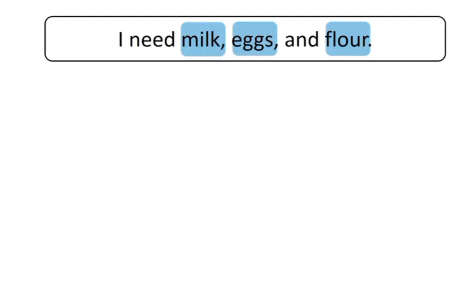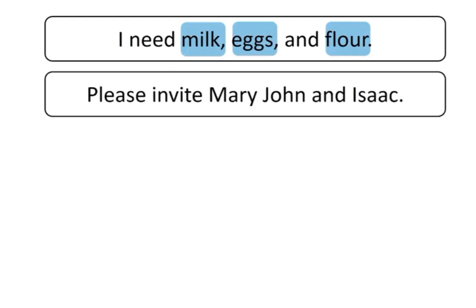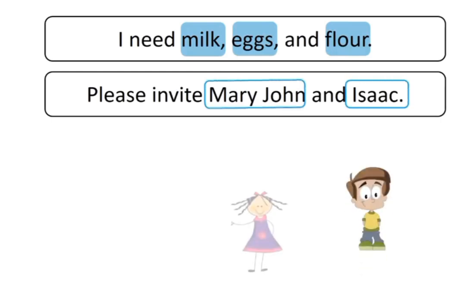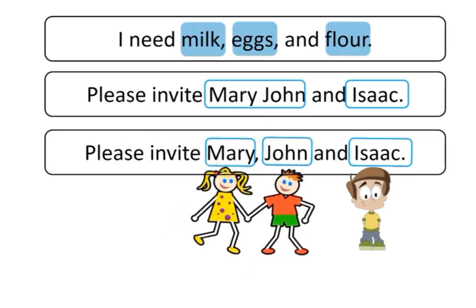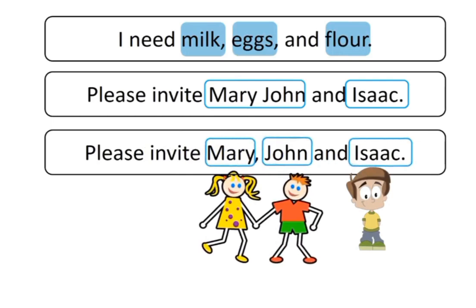So, why do we need commas? Look at this example. Please invite Mary, John and Isaac. If we read this sentence, it sounds like Mary John is one person. Maybe Mary is her first name and John is her last name. So in this example, you are only inviting 2 people. However, if you say it like this, please invite Mary, John, and Isaac, now you are inviting 3 people.